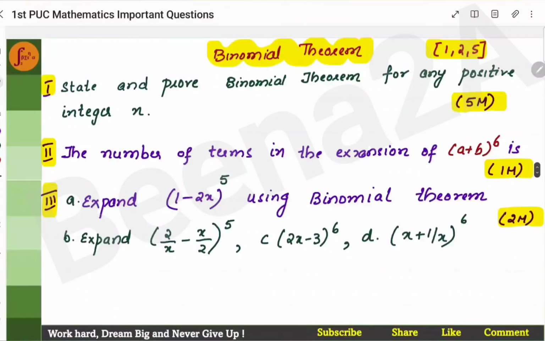Now, coming to binomial theorem. Again, you have 1 marker, 2 marker, and 5 marker here. This is the 5 marker. You have to prove the binomial theorem. And this is an easy 5 marker, right? Frequently asked question.